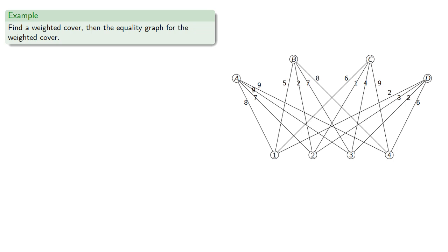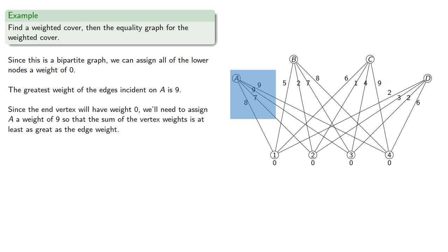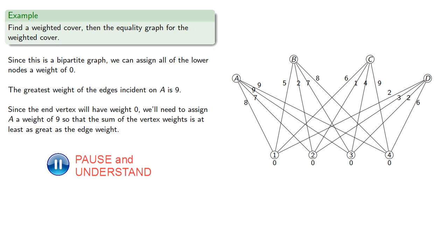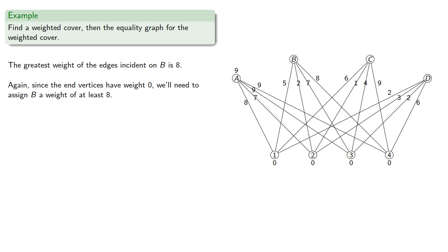So let's find a weighted cover, and then the equality graph for that weighted cover. Since this is a bipartite graph, we can assign all of the lower nodes a weight of 0. Now, the greatest weight of the edges incident on A is 9. Since the end vertex of any of these edges will have weight 0, we'll need to assign A a weight of 9 so that the sum of the vertex weights is at least as great as the edge weight. The greatest weight of the edges incident on B is 8. Again, since the end vertices have weight 0, we'll need to assign B a weight of at least 8. And likewise, C and D will be assigned the weights of 9 and 6.